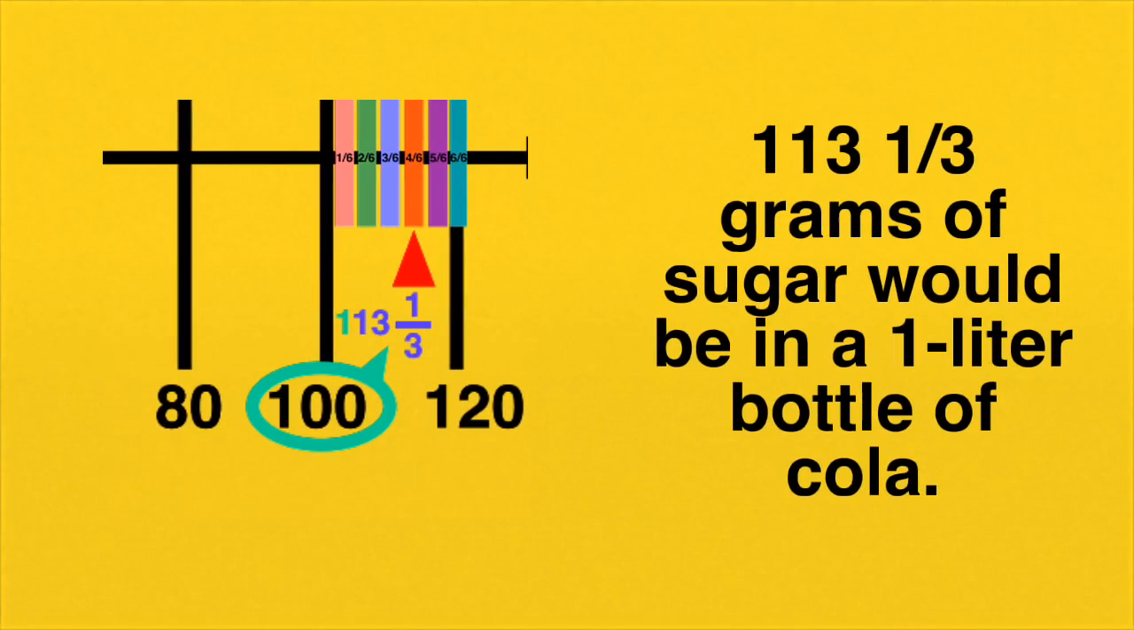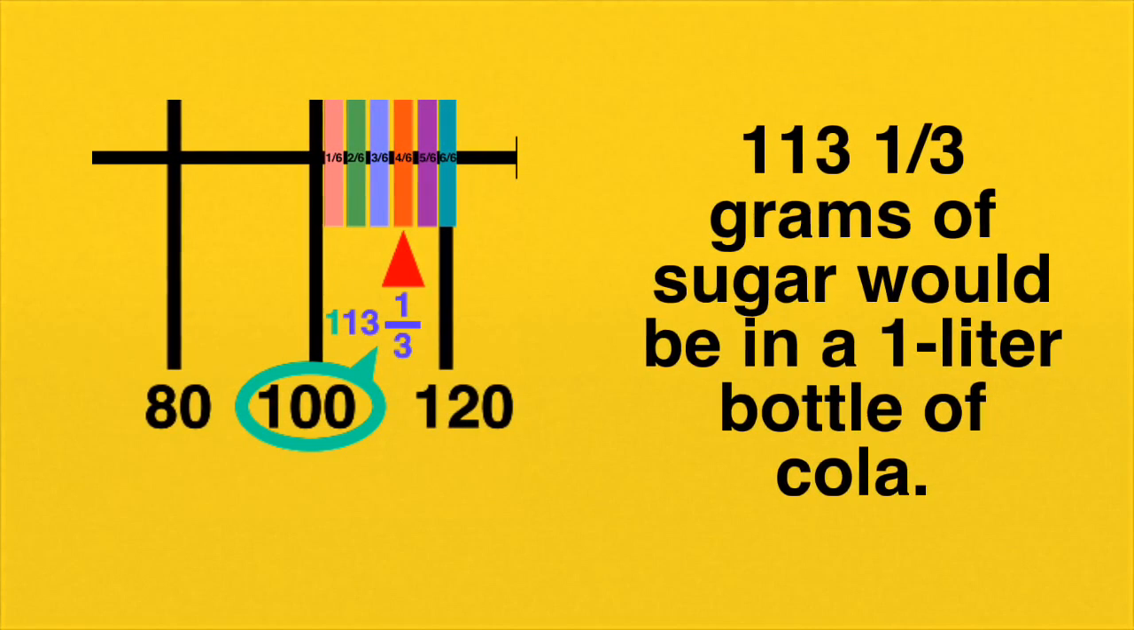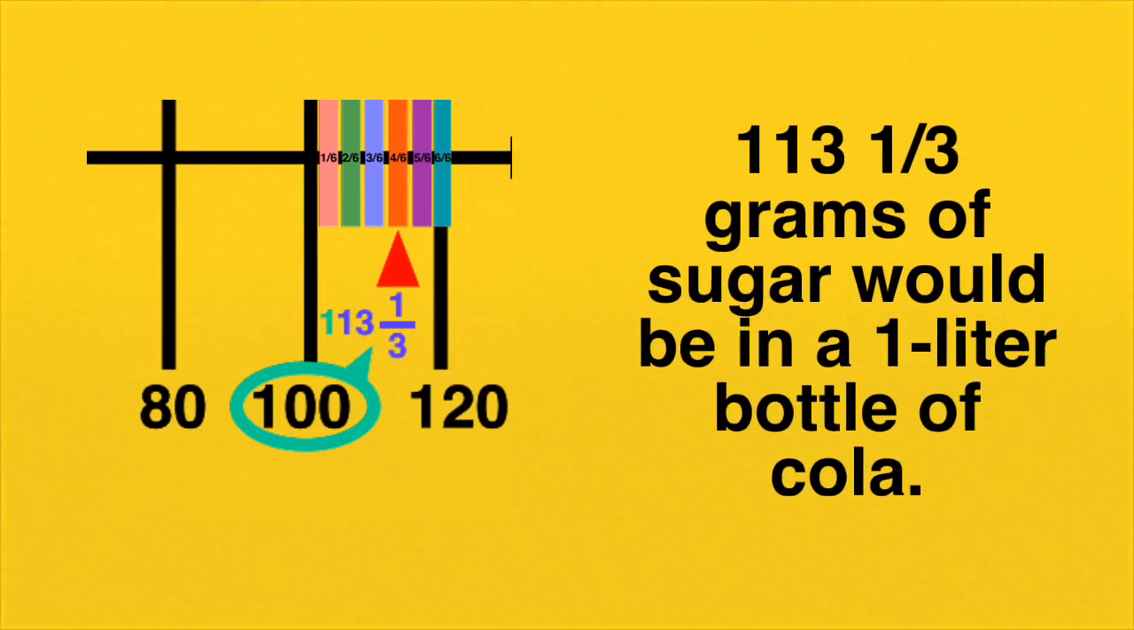After all of this work, we can now say that this 113 1/3 is grams of sugar that a 1-liter bottle of cola would have.